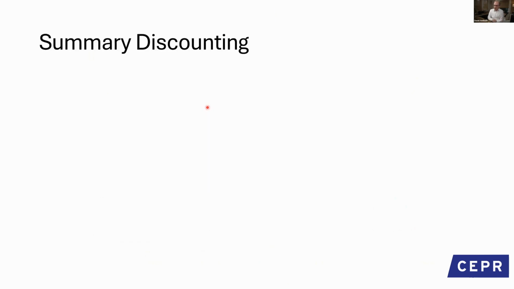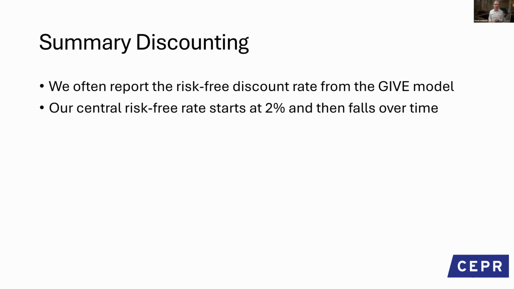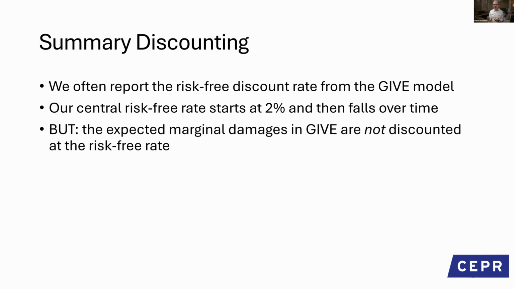Okay, so let me summarize things a little bit here. We often report the risk-free discount rate from the GIVE model. So we say, if you use a near-term discount rate of 2%, then the SCC is this. But that is really just reporting what the risk-free rate in the model is for a given calibration. What actually happens under the hood is that we use a risk-adjusted discount rate implicitly in the model, and we do not discount the expected marginal damages at the risk-free rate. So that's important to note. And I think we probably could have communicated that a little bit clearer in our work.